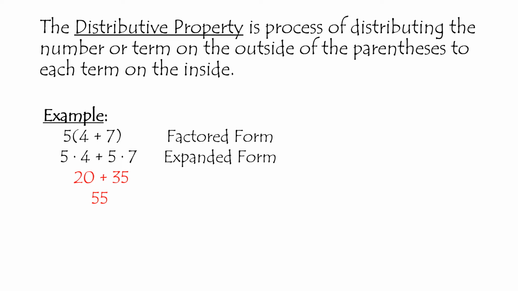So in this case, we have 5 times the quantity 4 plus 7. That is called factored form when the 5 is on the outside of the parentheses. And when we multiply it by the 4 and by the 7, we have expanded form. So 5 times 4 plus 5 times 7. That's called expanded form. We then simplify that. 5 times 4 is 20, 5 times 7 is 35, and we simplify further to get 55 as our most simplified version of that expression.